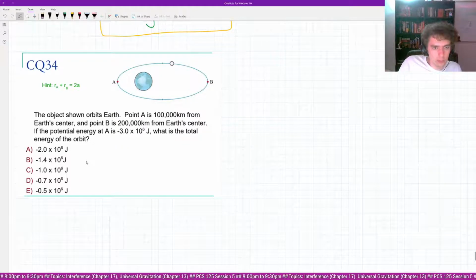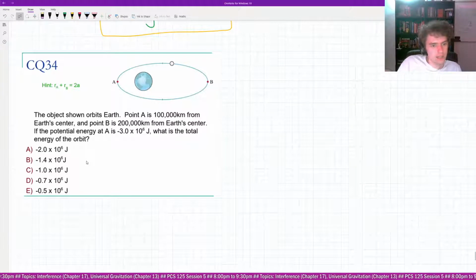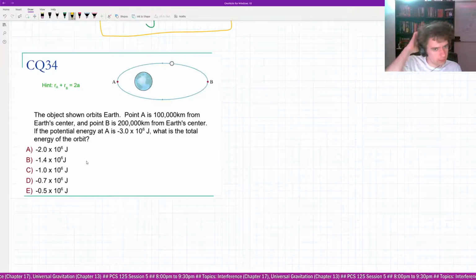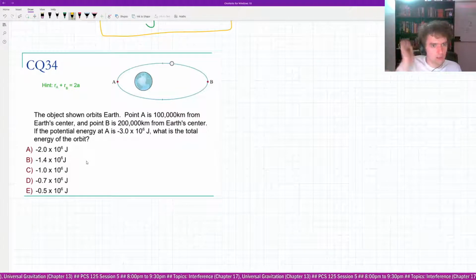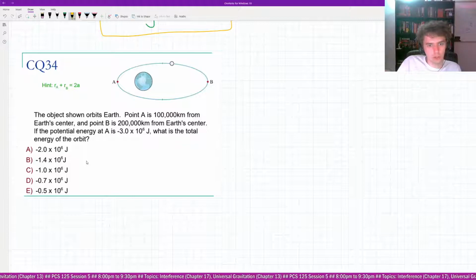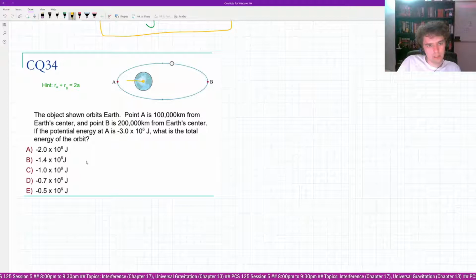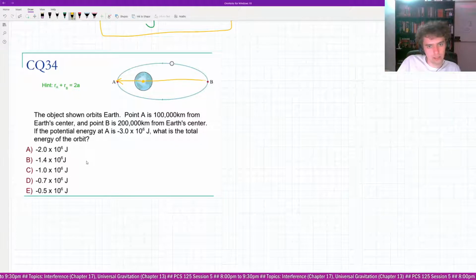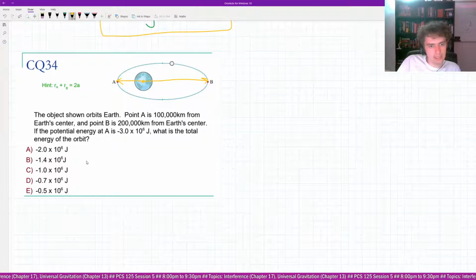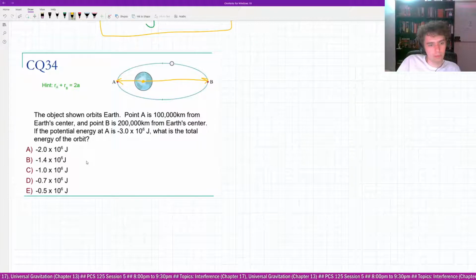This is our next question, which apparently is from Springer's lecture. The object shown orbits Earth. Point A is 1,000 kilometers from Earth's center. Point B is 200,000 kilometers from Earth's center. If the potential energy at A is that, what is the total energy of the orbit? Well, the total energy of the orbit is the formula that we used over there.